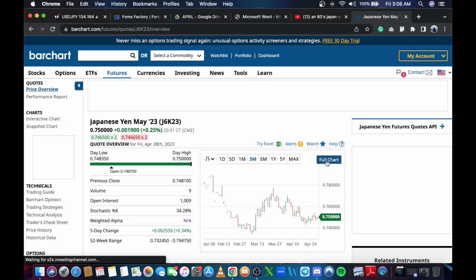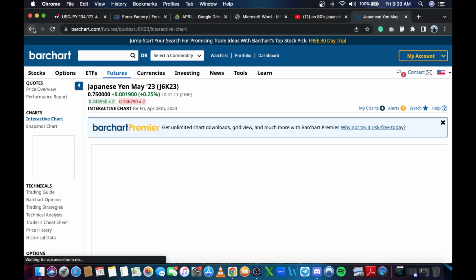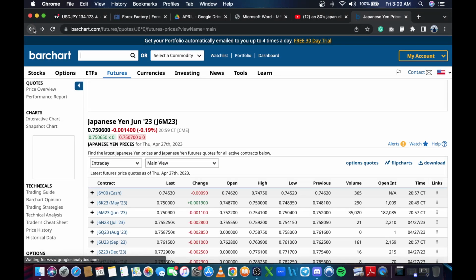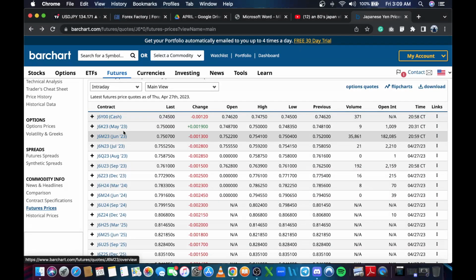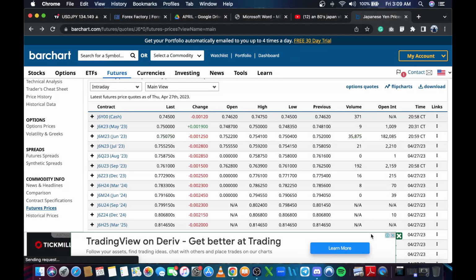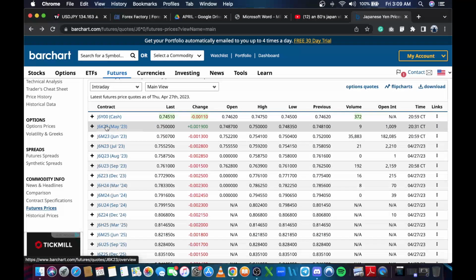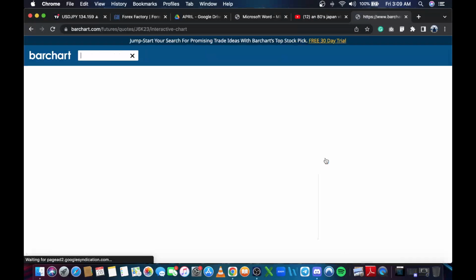Alright, so you go into full chart. And also, by the way, something I forgot to mention, when you're selecting the contract month for your futures contract to do your analysis on, you always want to make sure you select the most recent month. So our nearest contract month is May, because we're going into May, so we want to select May as our nearest contract month. You go to full chart.